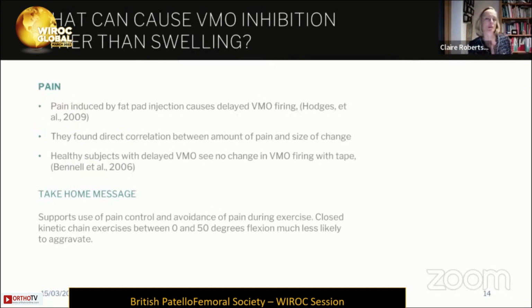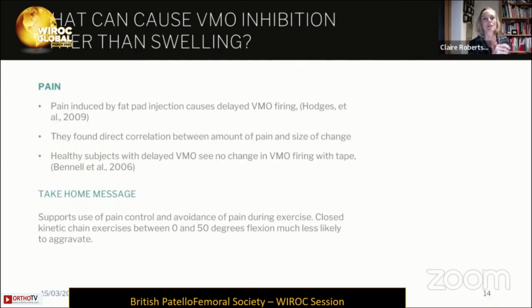And the other thing, of course, that we need to be mindful of is pain. Again, it's a paper by Paul Hodges, a very elegant study showing injecting saline into the fat pad to make it painful immediately causes delay. And the more pain, the more delay. We've all seen this. We've all seen painful knees that are very shut down, with really very atrophied VMO if this goes on for a while. It also helps explain some of the effects of tape. If you change someone's pain with tape, you immediately increase the firing of their vastus medialis.